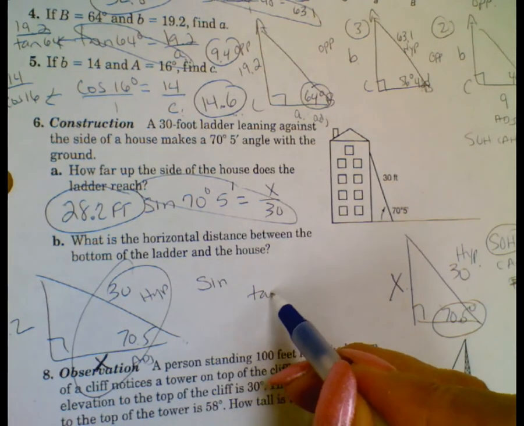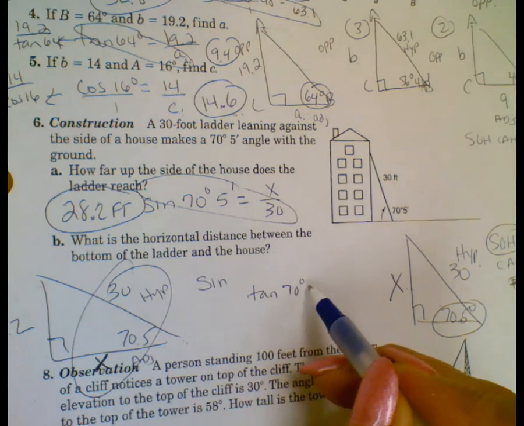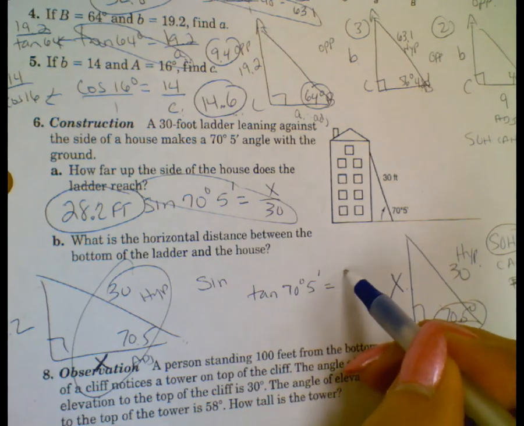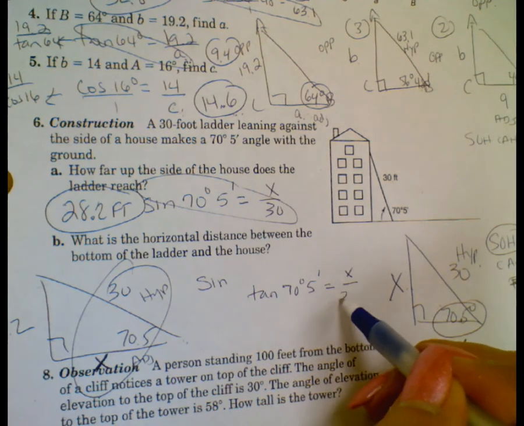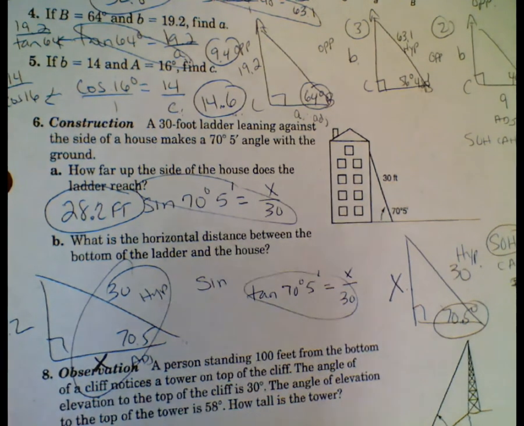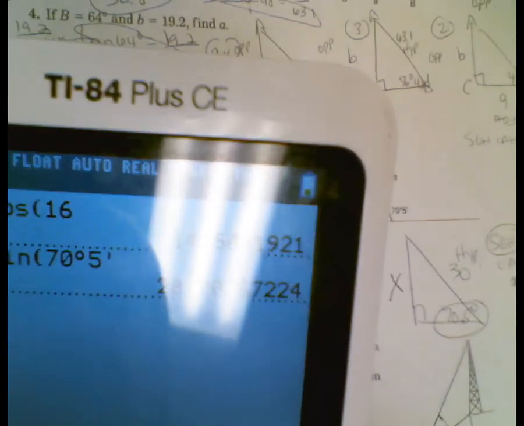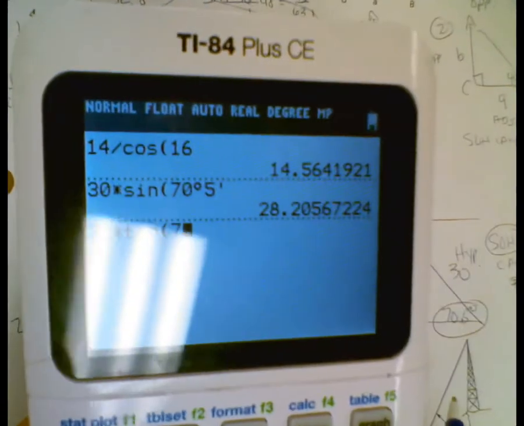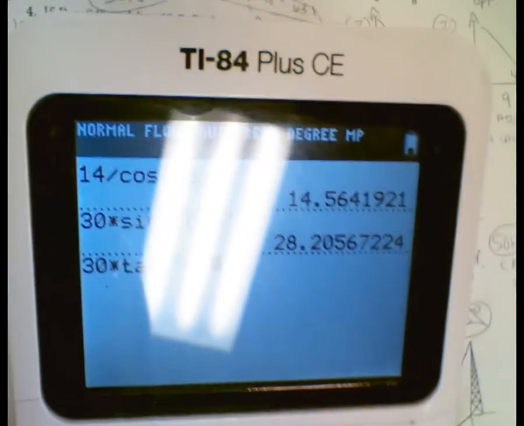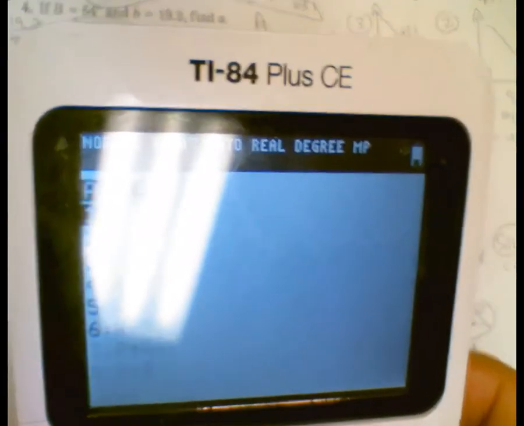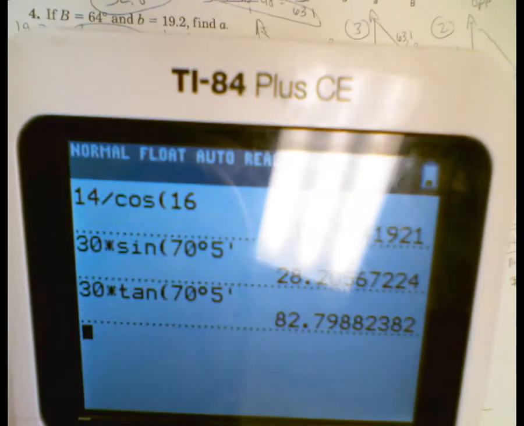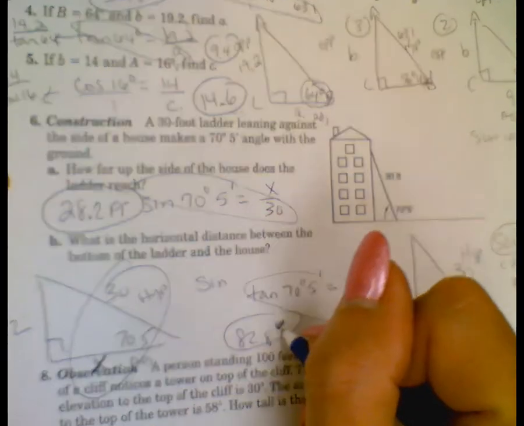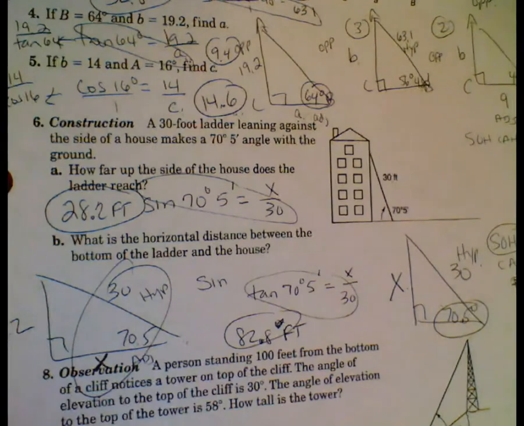So I would go cosine of 70 degrees 5 minutes equals x, which is adjacent, over the hypotenuse. And we're going to cross multiply. So it's 30 times cosine of 70 degrees 5 minutes, which equals 82.8. So the ladder is about 82.8 feet from the house.